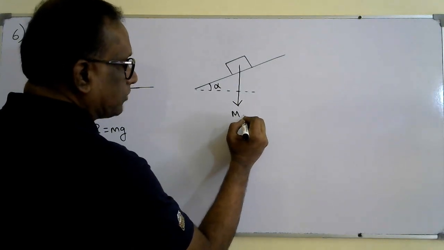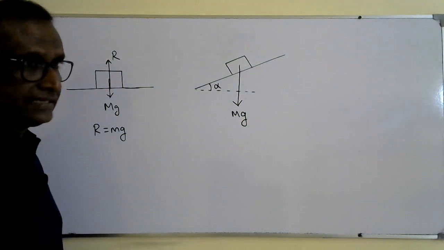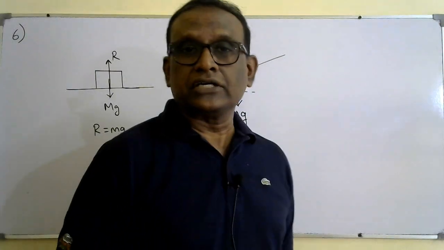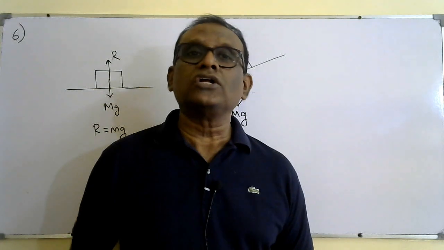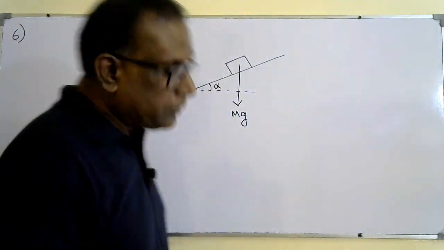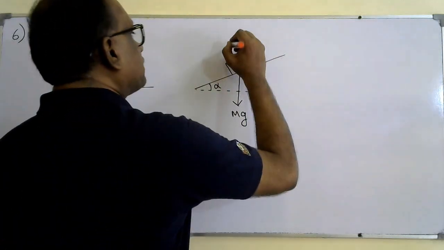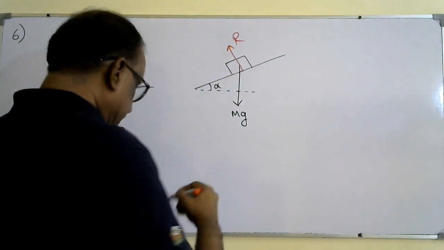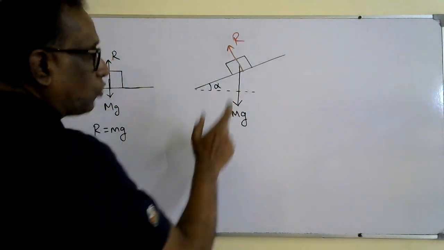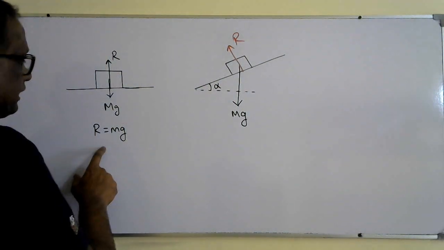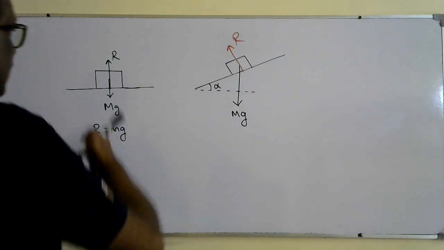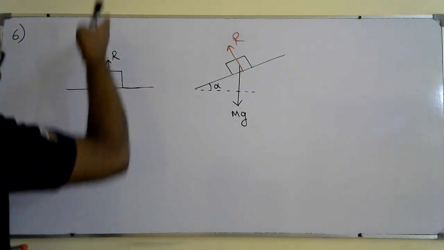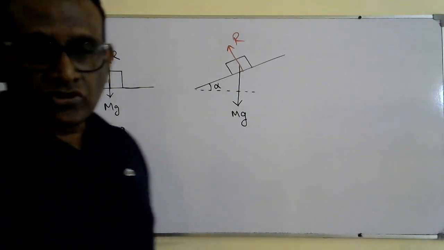If the mass of the object is m, this is the weight acting this way. Normal reaction always acts perpendicular to the contact surface. It's what we call normal contact force. So the normal reaction always acts perpendicular to the contact surface, that will be R this way. So the object is at rest, which means here R equals mg when we consider the vertical line, which is perpendicular to the contact surface. In that direction there is no resultant force, so R equals mg.